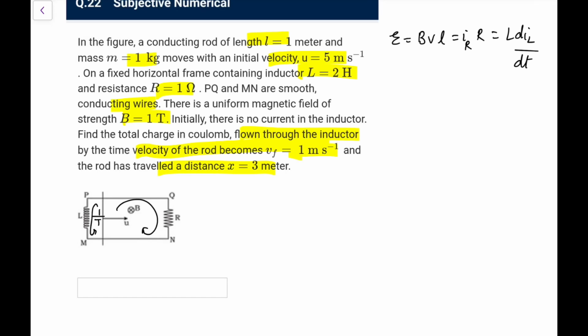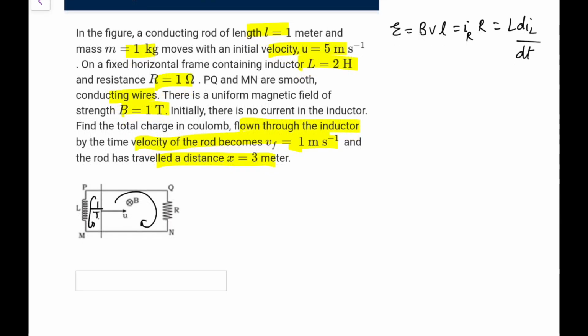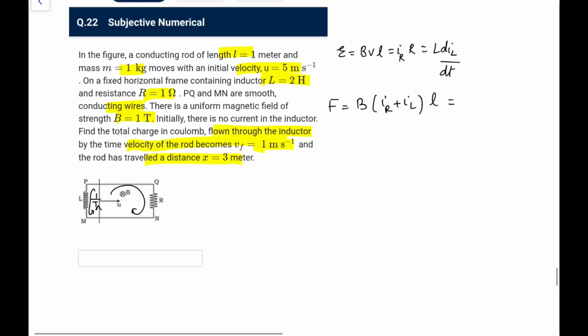Now, why will the speed decrease? The current is going like this, the magnetic field is this, so if I do IL cross B, the force would be opposite to this. That force you write as BIL, where I would be IR plus IL into L, and that is retarding, so you write it as minus M dV by dt. So minus M dV by dt, or M dV by dt, whatever you can write. We can check the magnitude once again. So this is what we are getting.